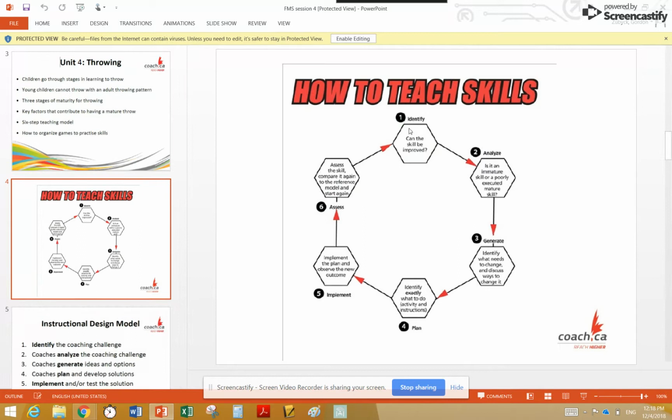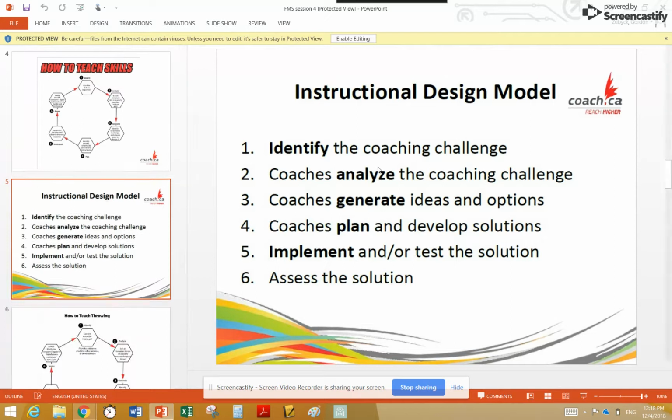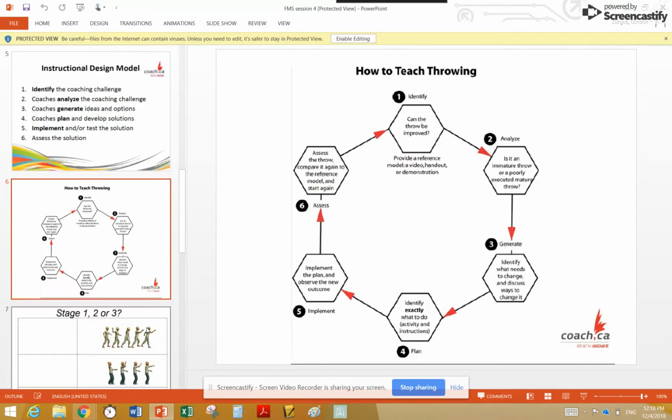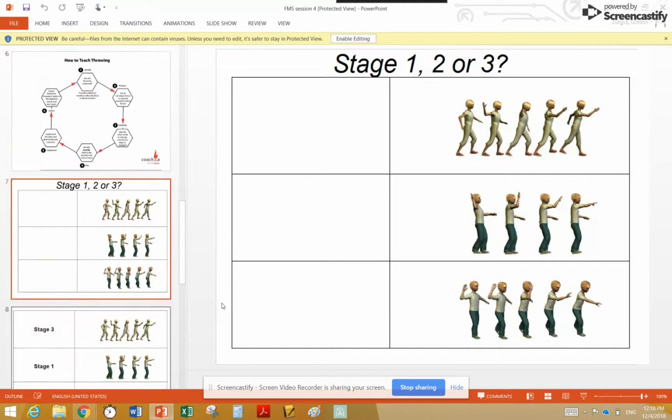It's going to go through the 6 steps teaching process. So it's important to make sure you read that and you go through that. And this just highlights what it is you're attacking and what you're having to do. Okay, and so in this case, it applies to it again. Here it's looking at those different stages. So which one would be a stage 1 throw, which is a stage 2 throw, and which is stage 3.